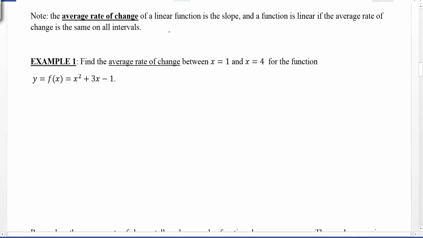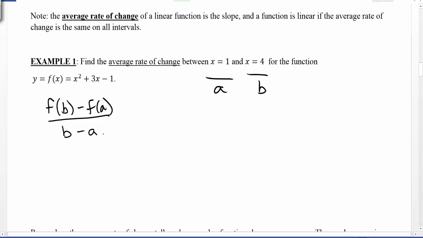Since x equals 1 and x equals 4 is the interval where we want to calculate our average rate of change, that's our a and our b. I'm going to use 1 as my a and 4 as my b. Again, it doesn't actually matter how I pick my a and b as long as I'm consistent in the formula. So the formula again was f of b minus f of a over b minus a. By substituting in the values I have for this particular problem, that means I'm looking for f of 4 minus f of 1 divided by 4 minus 1.